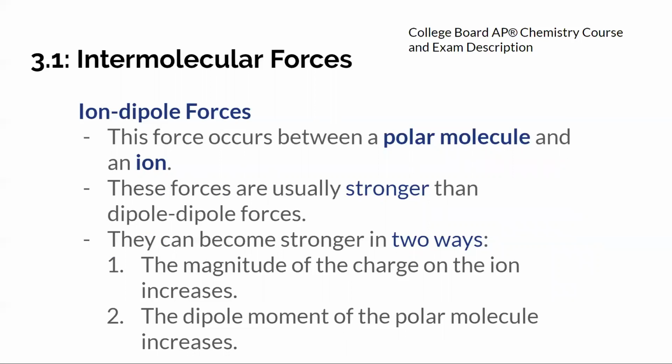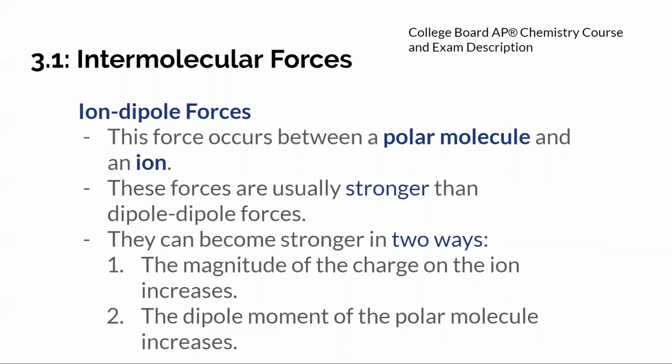And then last of the polar molecules with IMFs, these are ion-dipole forces, and this force occurs between a polar molecule and an ion. These forces are usually stronger than dipole-dipole forces, and they can become stronger in two ways. The magnitude of the charge on the ion increases, and/or they could both increase. Both of these things could happen, or only one could happen, and it would still become stronger.